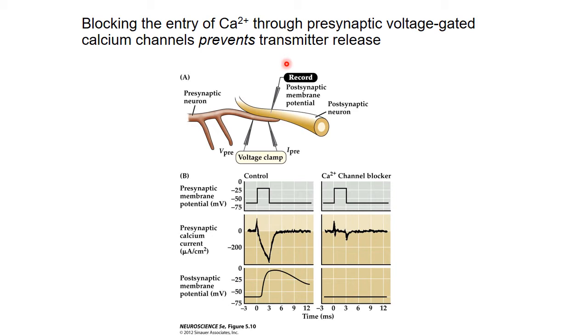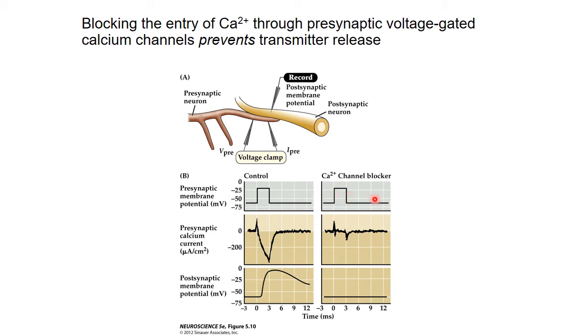Now, to really prove that calcium entry, which correlates so well with neurotransmitter release, is required for the release of transmitters, you need to block it. In this experiment, we are back to the squid giant synapse, in a similar setup as at the beginning. You have presynaptic membrane potential leading to calcium current and postsynaptic membrane potential, and then you can add different calcium channel blockers. As I have told you, different calcium channels are present at the presynaptic neurons, and you can add specific blockers.